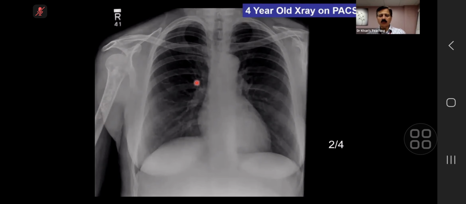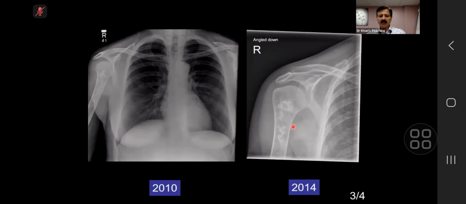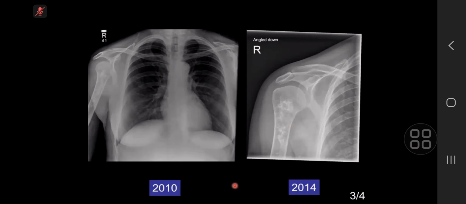This is a 4 years old X-ray. So this is 4 years old, and this is current. Any observation? 2010 versus 2014. Any observation? So it hasn't changed very much. It appears to be geographic and medullary in appearance and may represent a bone infarct.